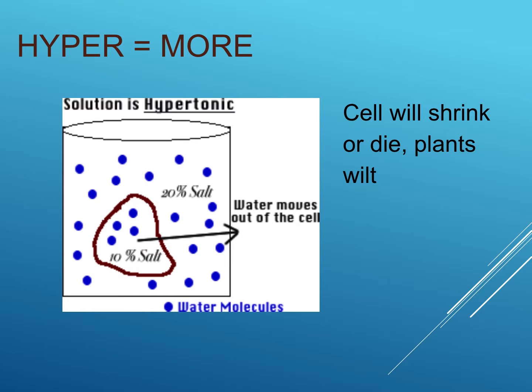Hyper means more. So if we're talking about a hypertonic solution, that means there's more salt outside of the cell. Water's going to move out of the cell because it's going to be attracted to those salt molecules, which means that the cell will shrink or die, or plant cells in this case could wilt. This is why it's very dangerous to drink salt water or to ingest too much salt, because it can cause your cells to become hypertonic and die.